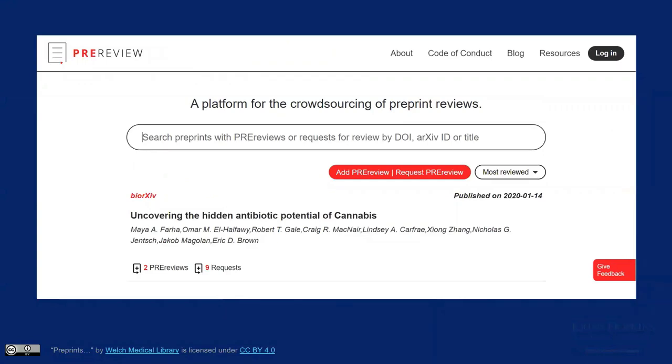And this is a similar platform by PREreview. And this is an example of what the platform looks like, and it's meant to crowdsource preprint reviews. So this is very similar to the Outbreak Science platform.